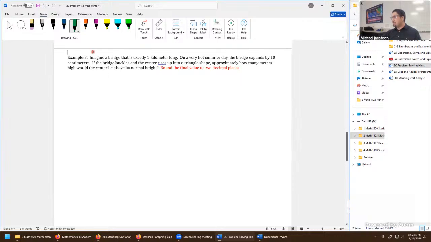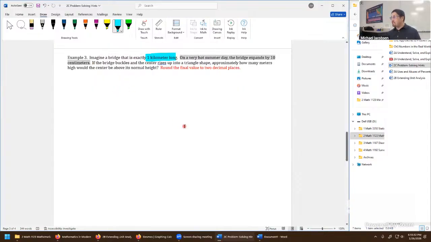It says to start, imagine a bridge that is exactly 1 kilometer long. So we have that to begin with. Since that's a pretty important quantity, let me start by putting that highlighting in. On a very hot summer day, the bridge expands by 10 centimeters. That might be a concern. Hopefully the engineers have accounted for this so we don't have any collapse on the bridge, any structural damage. But that's an interesting expansion. We have kind of different sort of units going together, so let's focus on these, maybe before we go through the whole problem.